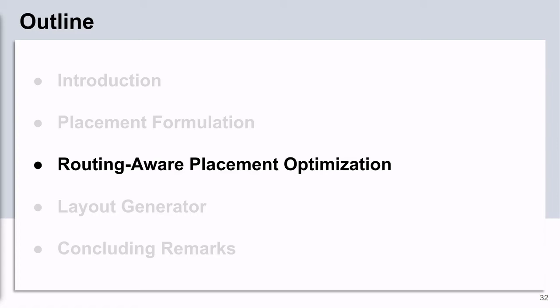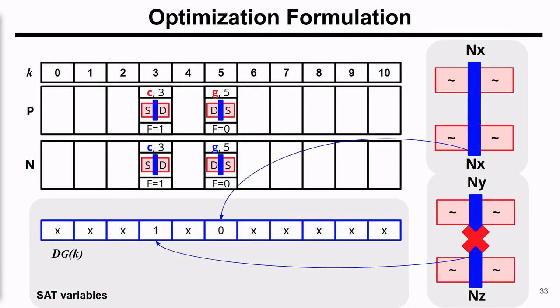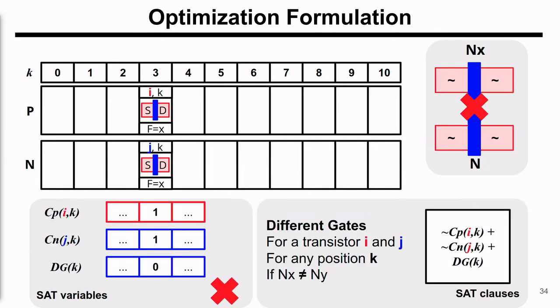Now we are going to talk about the optimization for routing awareness. Vertically, we wish for common gate signals. If so, the routing for many nets can be done using polysilicon. We define optimization variables for each column, which determine whenever the gate is different. We iterate a pair of PN transistors I and J. Then for any position K, if the gates are different, that means that the optimization variable cannot be 0.